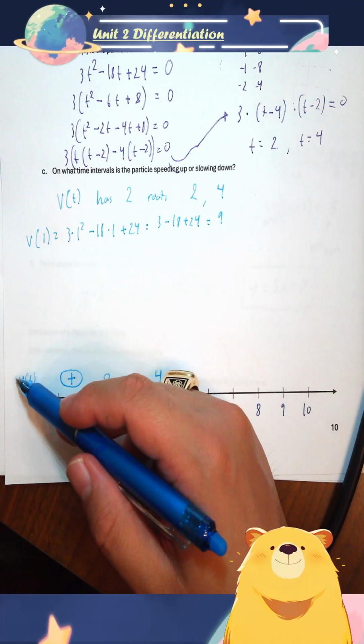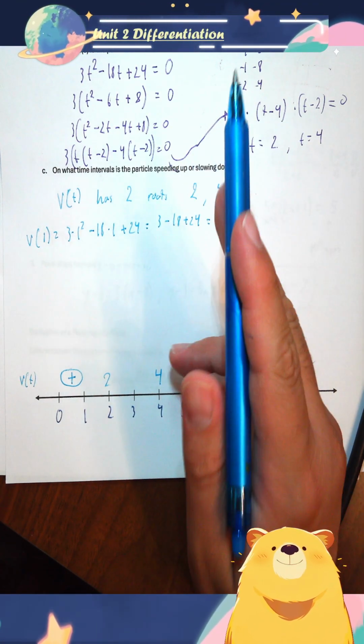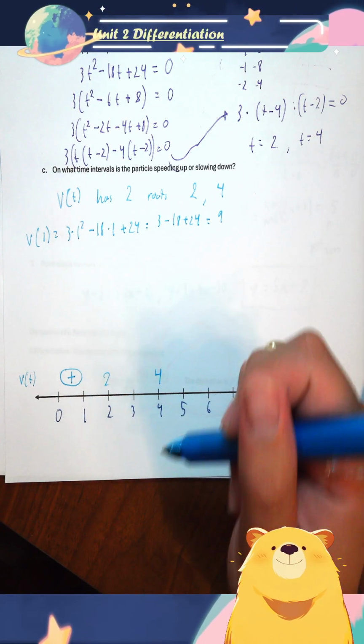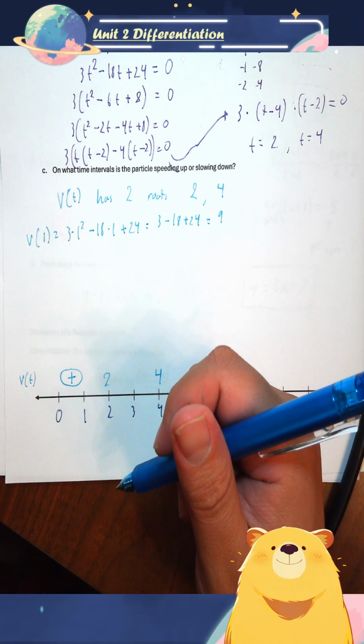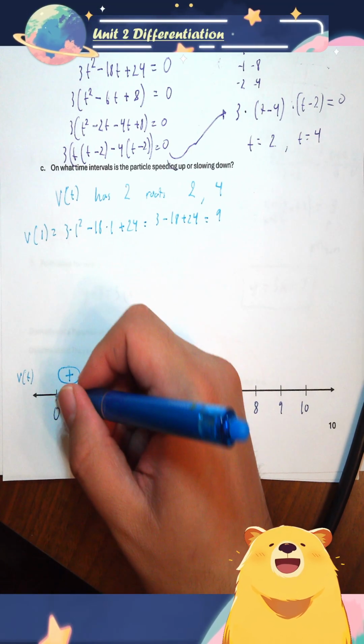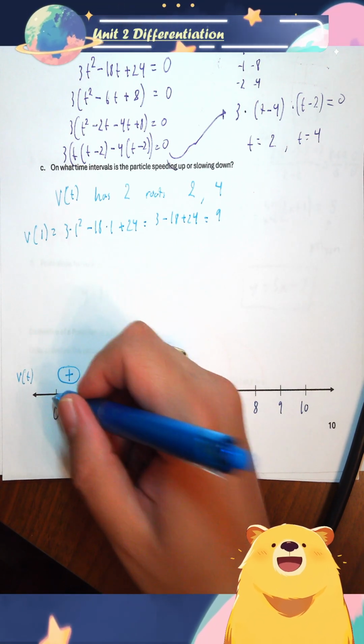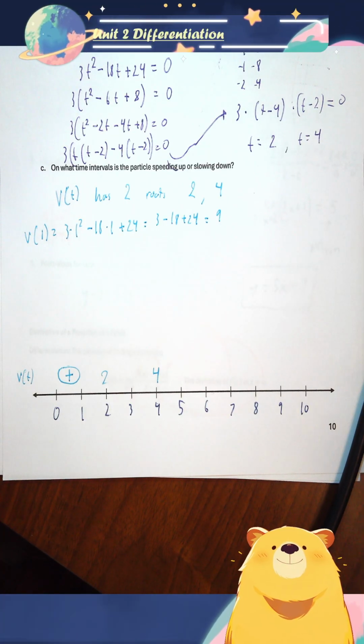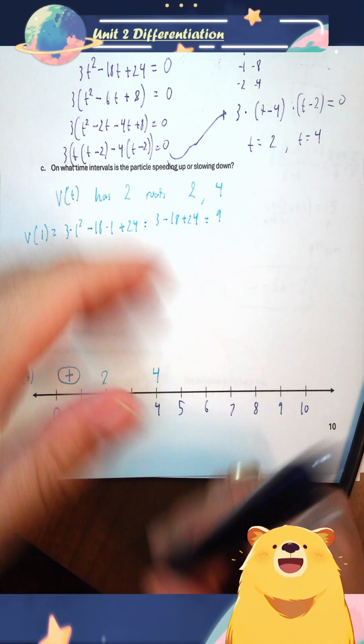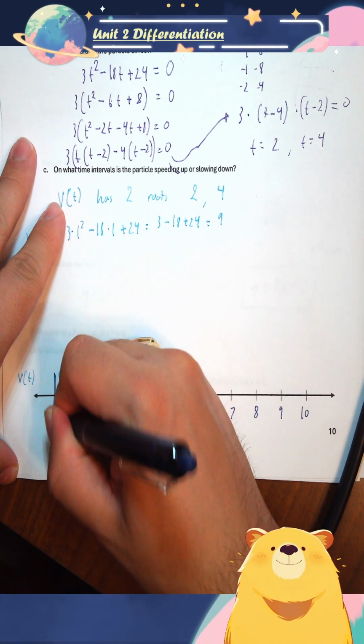Or actually, okay, we know that we're dealing with this specific scenario where t can't be less than 0, so we actually know that it's just going to be positive from 0 to 2, but you get the point. Or at least I hope you get the point. Okay.